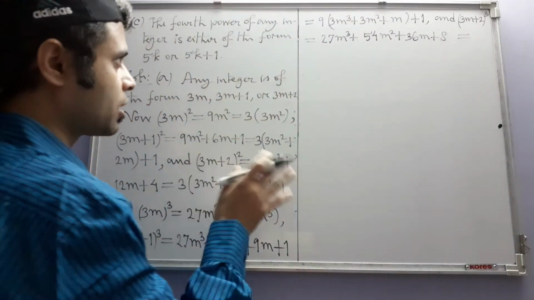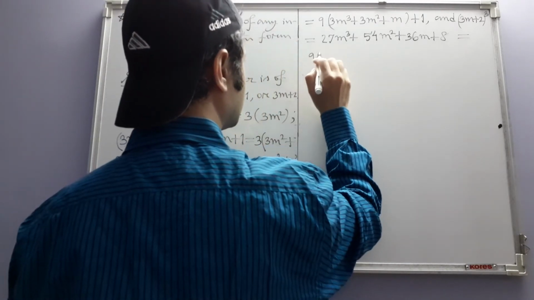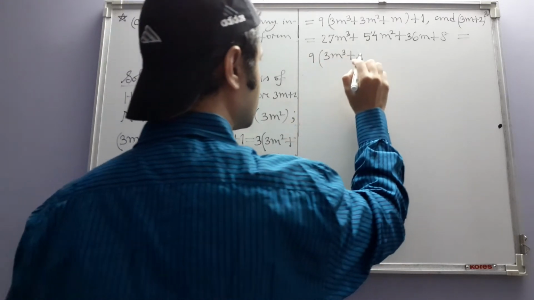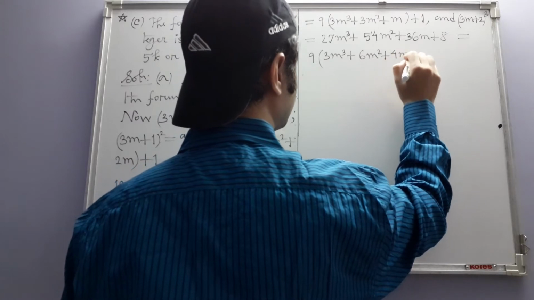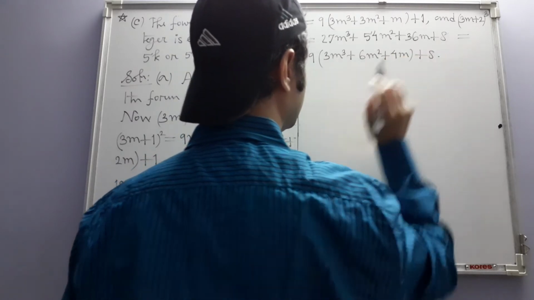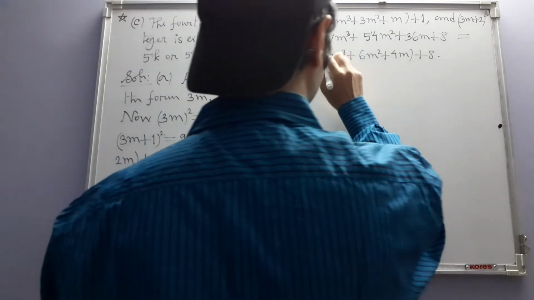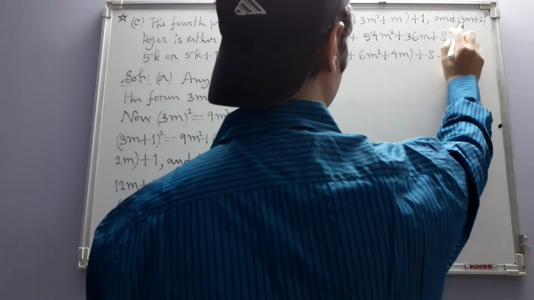Now from these first 3 terms we can take 9 common out, plus 6m square plus 4m plus 8. So this last cube is of the form 9k plus 8. I hope I did the calculation correctly. Let me just verify once more, this one particularly.